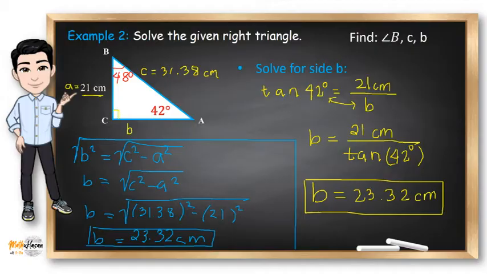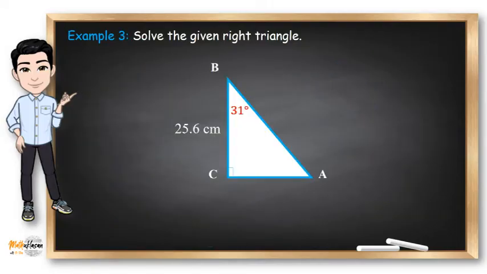Yung iba baka nalilito, kaya tayo nagkaroon dito ng minus kasi ang nawawala ay yung B, one of the legs, at hindi hypotenuse. Nagkakaroon tayo ng plus dito if yung nawawala yung hypotenuse. Or i-equate natin siya sa hypotenuse. In this example, what's missing is angle A, side C, and side B.